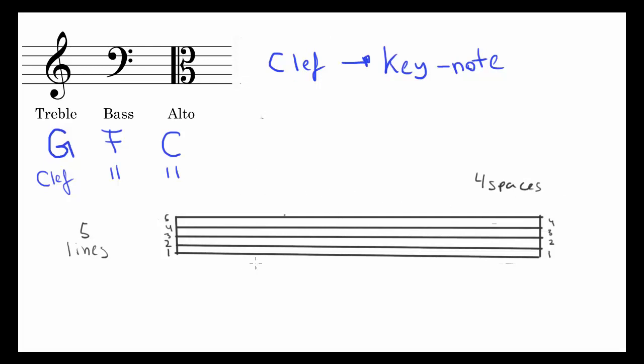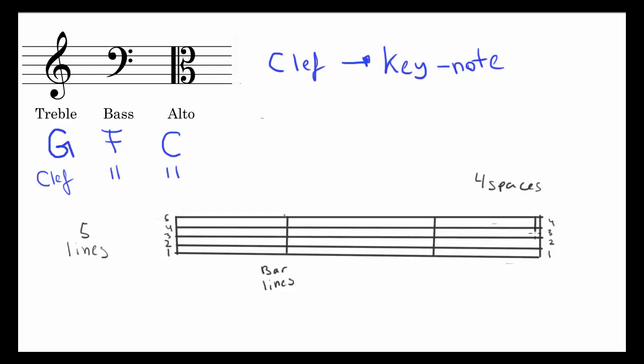Okay, so here we have a blank staff. Let's take a look at different elements of the staff. Let's make two lines, one here and another one here. These are called bar lines. Okay, so we have one and two bar lines.